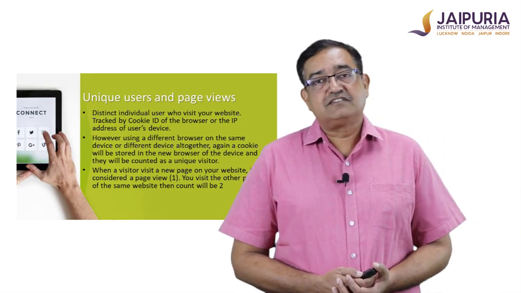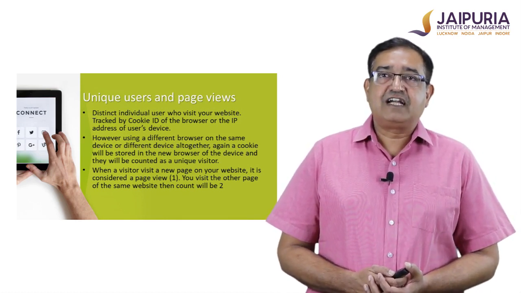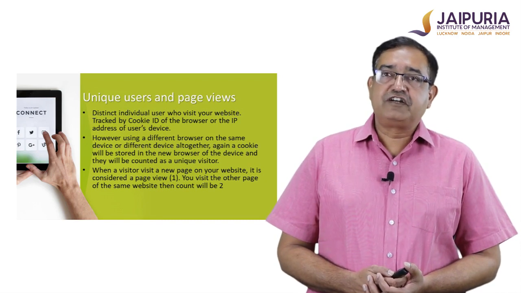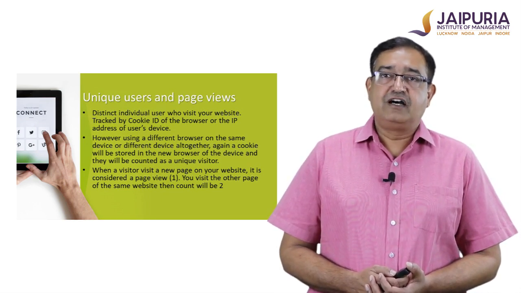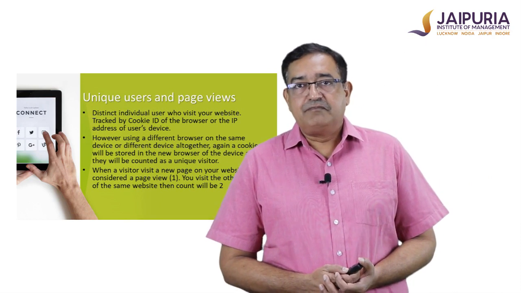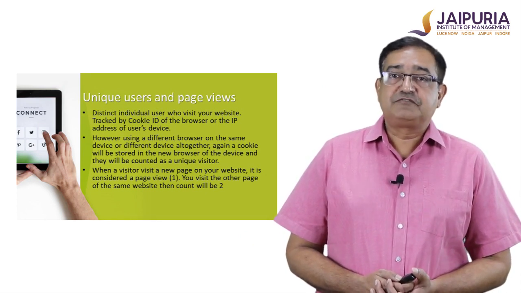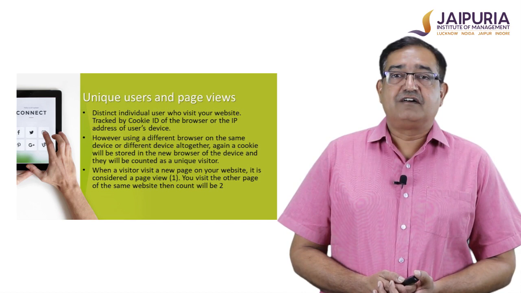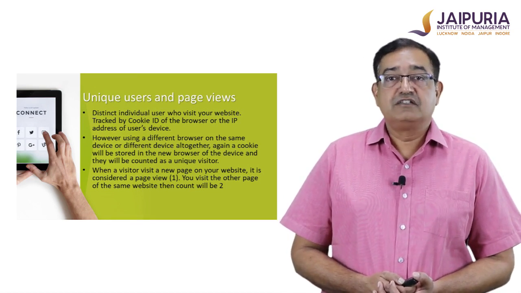Who is a unique user, and what are page views? Distinct individuals who visit your website are tracked by a cookie ID, the browser, or the IP address of the user's device. However, using a different browser on the same device or a different device altogether, again a cookie will be stored in the new browser and they will be counted as a unique visitor. When a visitor visits a new page on the website, it is considered page view 1. If he goes to the next page, it will be considered page view 2. But if the same viewer visits the same page twice or thrice, the count will remain 1. It will not be 2 or 3 or 4.